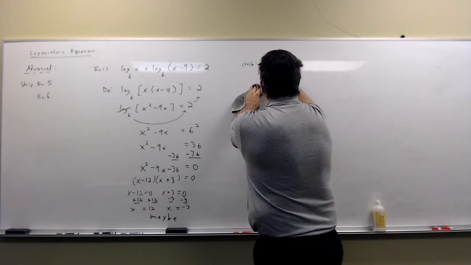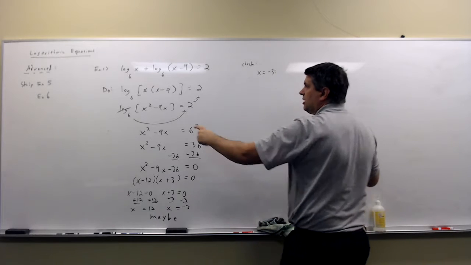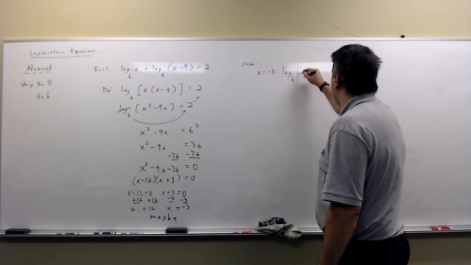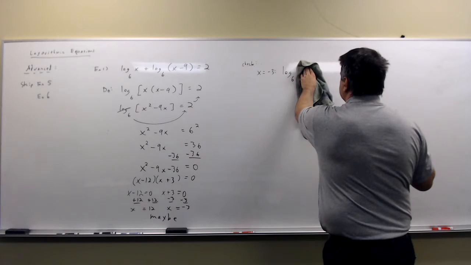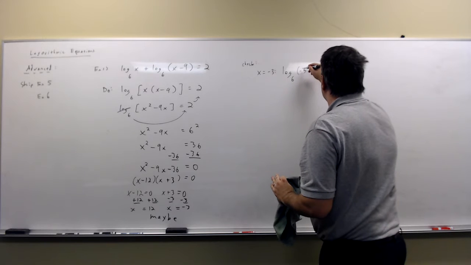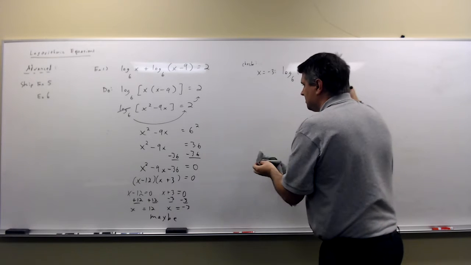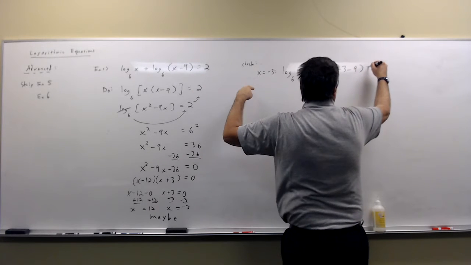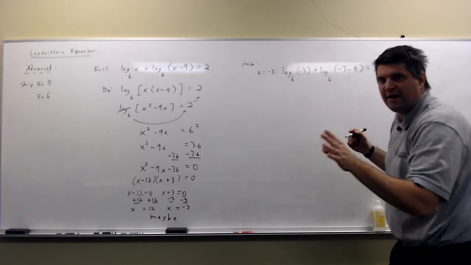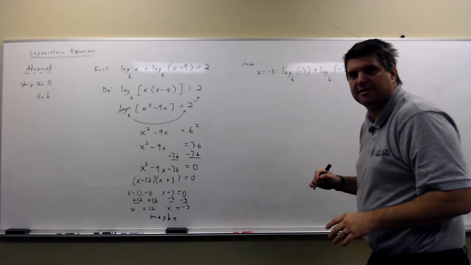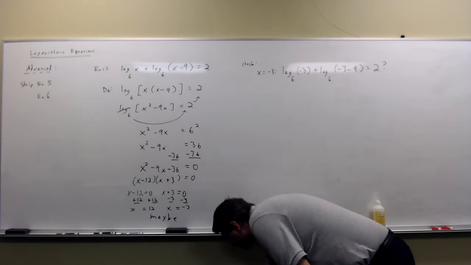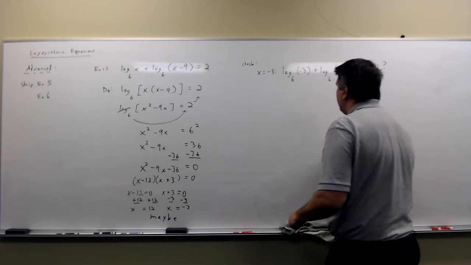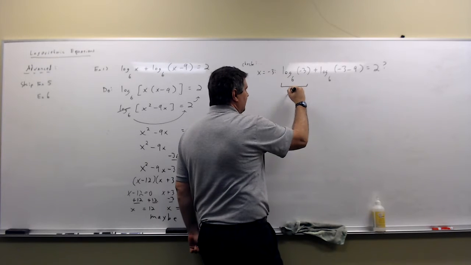We'll start with x equals negative 3. So we're going to use the original form of the equation. Log base 6 of negative 3 plus log base 6 of negative 3 minus 9. I want to know if it equals 2. Now, folks, I don't actually have to plug and chug here. Okay, it doesn't matter that much, because really all I'm looking for is valid or invalid. Okay, this is invalid.